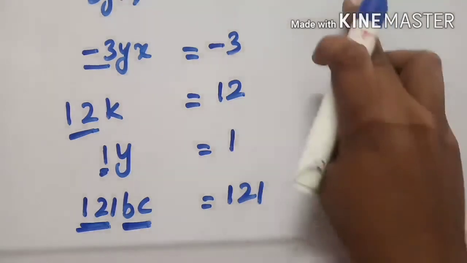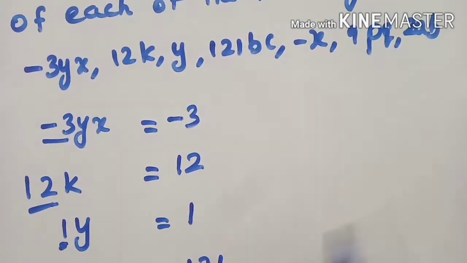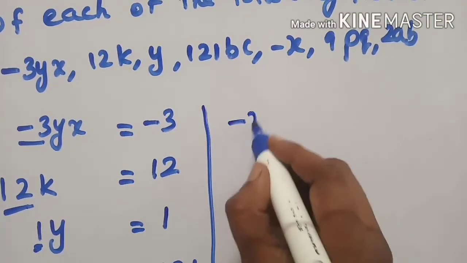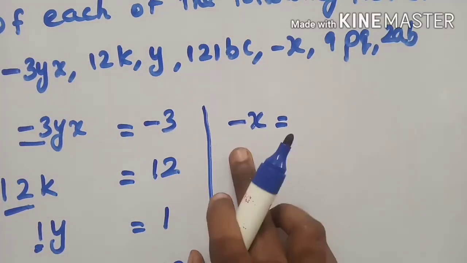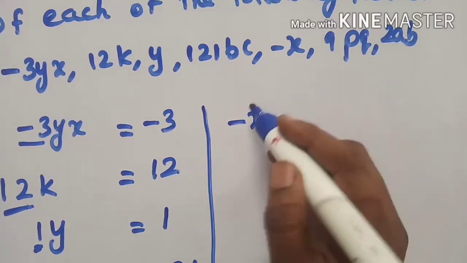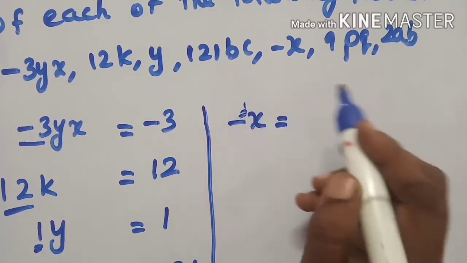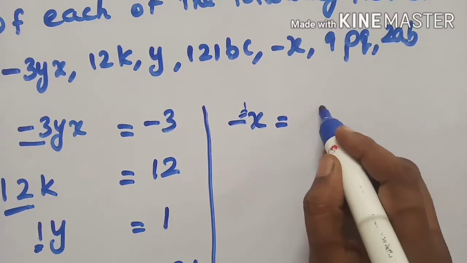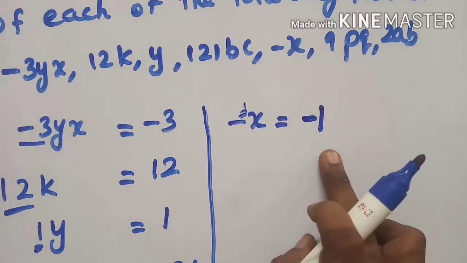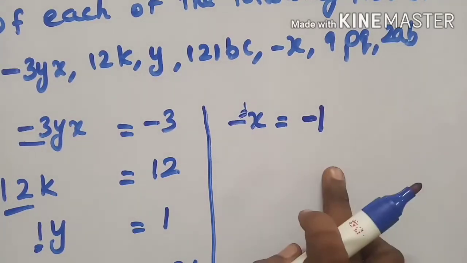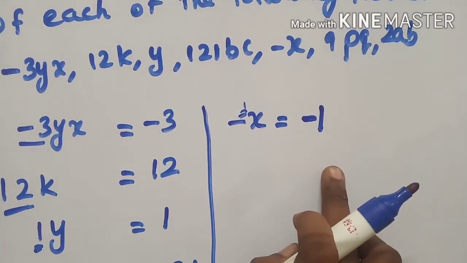Next one is minus x. Minus x means, for y the numerical coefficient is 1, as we wrote, right? But here we have a minus symbol. So what will happen? Minus x means minus 1x. So the coefficient of x is 1, and with the symbol you have to write minus 1. So the numerical coefficient of minus x is minus 1. Am I clear? Right.